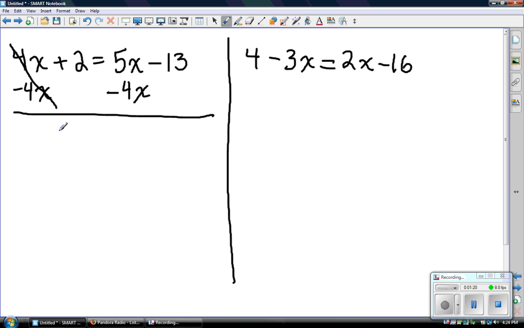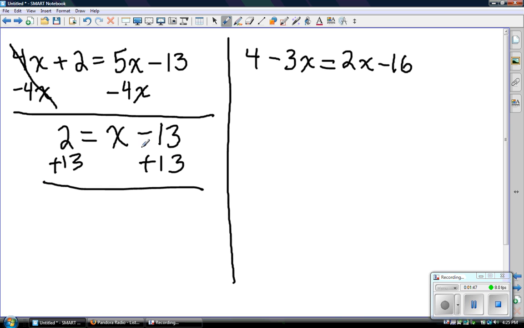So we have a positive 2 on the left-hand side. And then on the right-hand side, what we're left with is 5x minus 4x. That's just like 5 minus 4, which is just 1x. So we normally just write this as x, minus 13. Now at this point, we just have a one-step algebraic problem to solve. So we have x minus 13 equals 2. The opposite of minus 13 is plus 13. So I'm going to add 13 to both sides of the equation. And what I'm left with is my variable x all by itself equals 15.